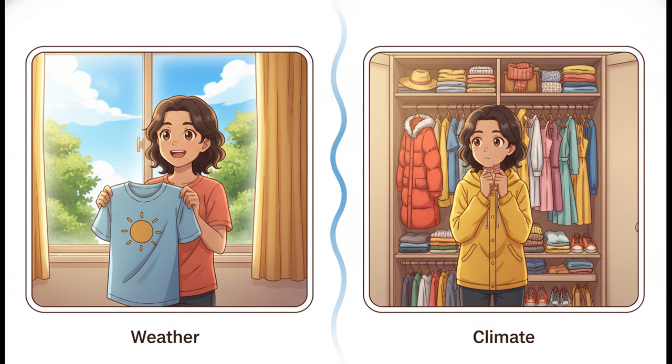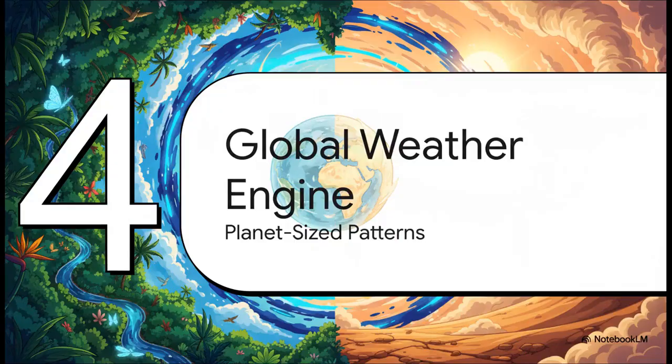Weather is what's happening outside right now, but climate is the long-term pattern that tells you what kind of clothes you even need to own in the first place. And that pattern is a massive clue in our mystery. So what is it that drives these big long-term patterns? What is the engine that decides where a rainforest can thrive and where a desert has to be? Well, the answer is way bigger than you might think.